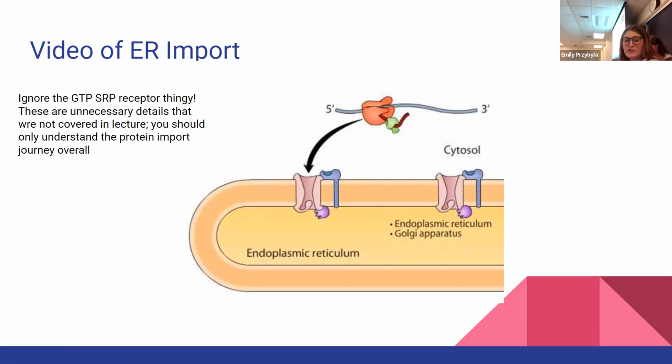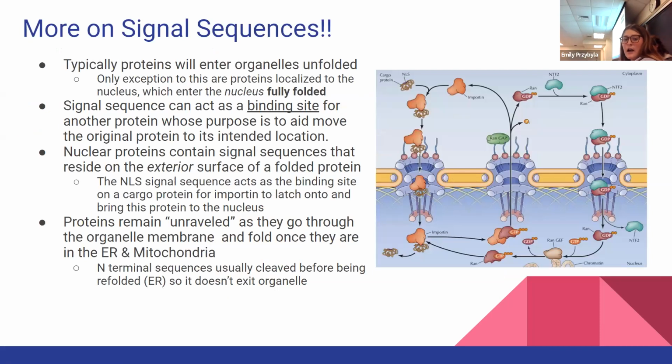Okay, so this is just more in depth on signal sequences. Typically, like I said, proteins will enter the organelles unfolded when they're being localized to the endomembrane system via the ER, or when they're entering the mitochondria. So essentially proteins are only being trafficked in their tertiary structure when they're entering the nucleus. And that is because the localization sequence for proteins that are destined for the nucleus ends up on the outside of the tertiary structure and it's recognized by importin, which we'll go over later. Proteins will enter the nucleus fully folded.